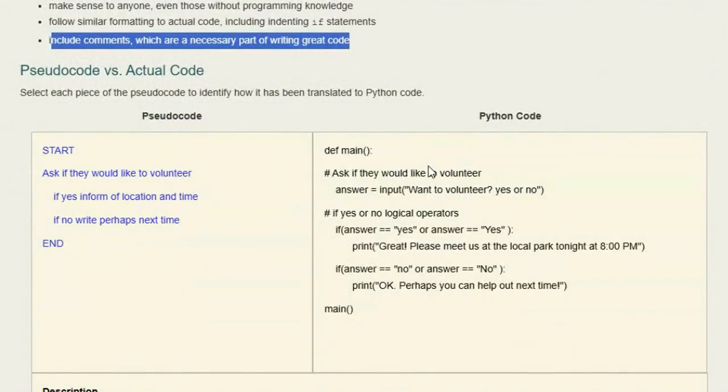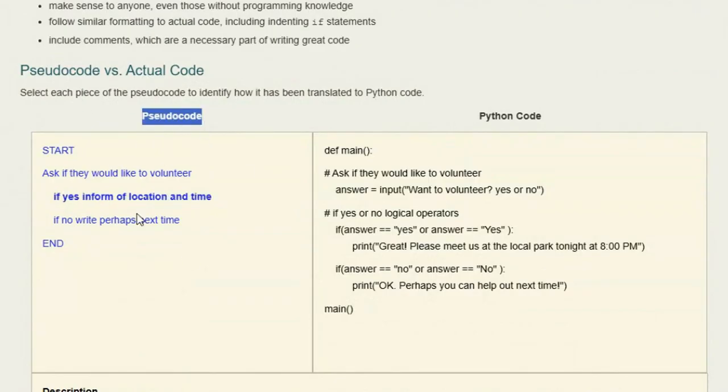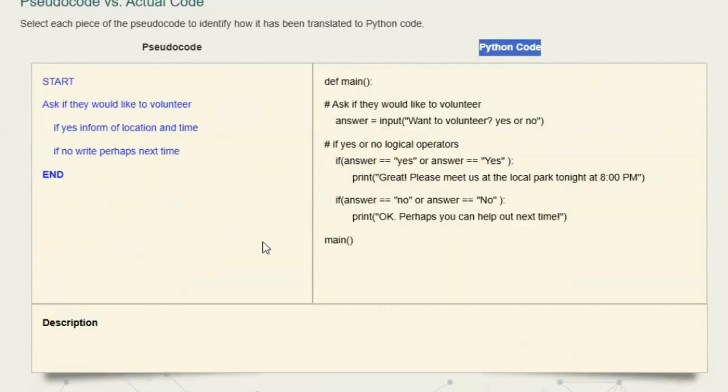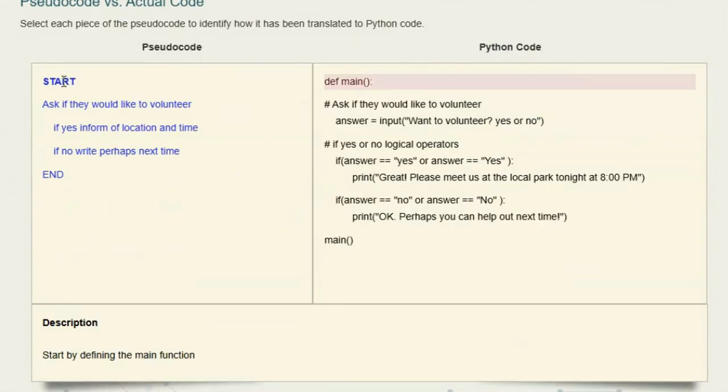So let's look at some examples here. This is pseudocode in the left box, and this is actual Python code in the right box. The first thing our pseudocode says is start our program. Okay, that's the define main over there. When we start our programs, let's define our main function.